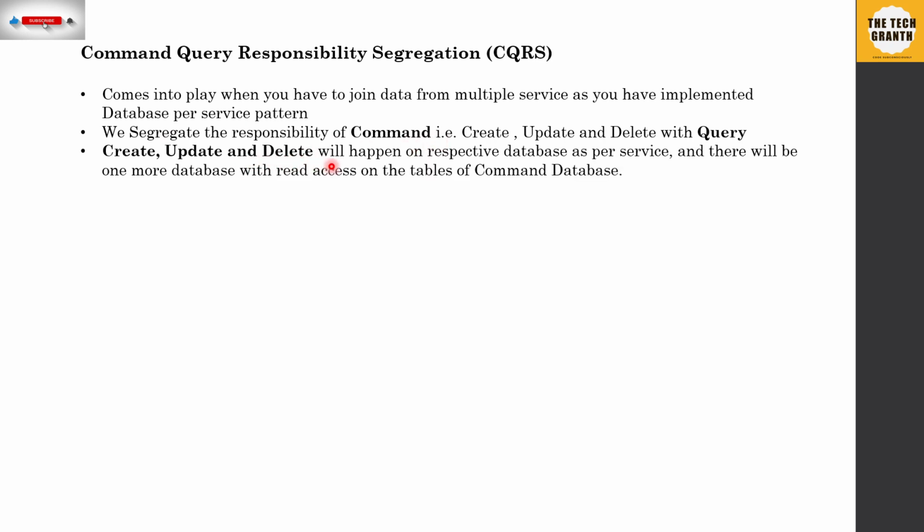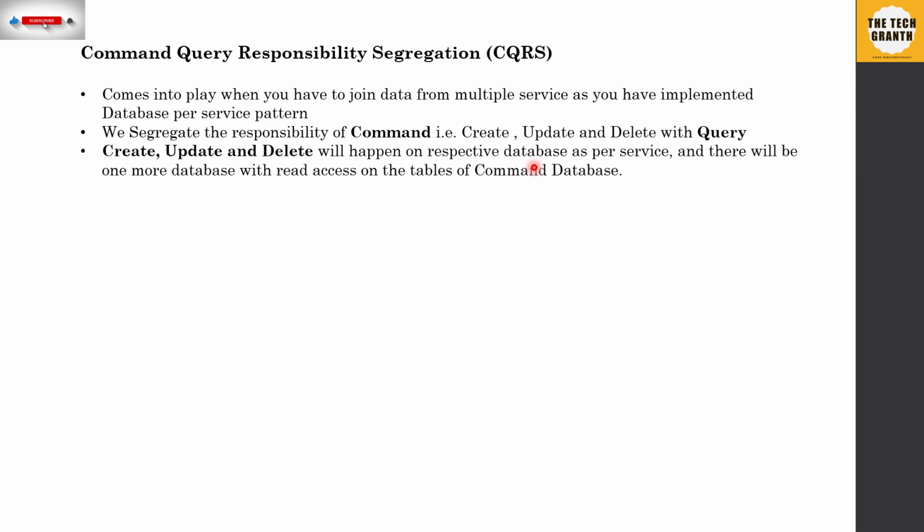So create, update, and delete will happen on the respective database per service. Like in the previous example, there was a user service and a product or inventory service. Each update, delete, or anything that modifies your data, those kinds of commands will happen on their respective database, meaning each service that has its own database. So all the commands will go and hit that particular database individually.